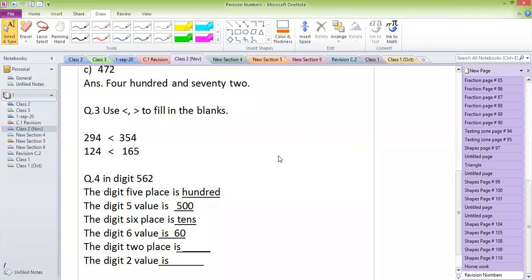So the digit 2 place here, the digit 2 place is dash, and its value is dash. So tell me the place. I'm going to open the chat and you have to answer me, guys. Tell me the digit 2 place here.